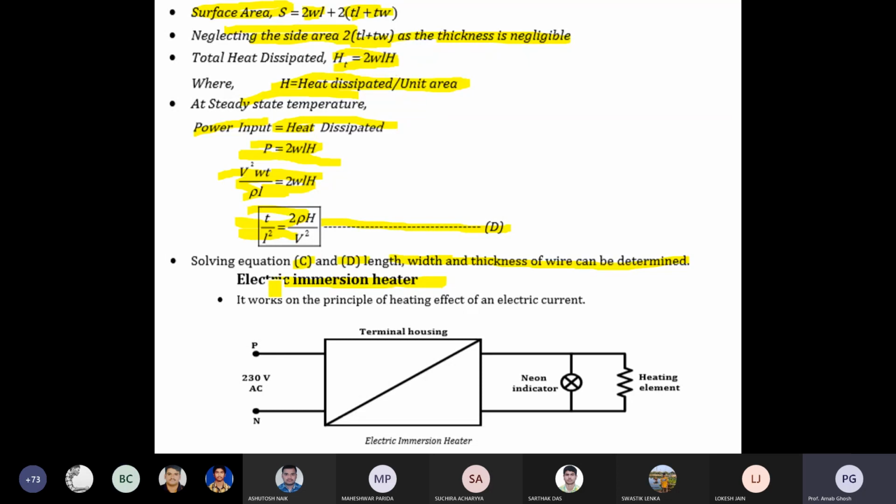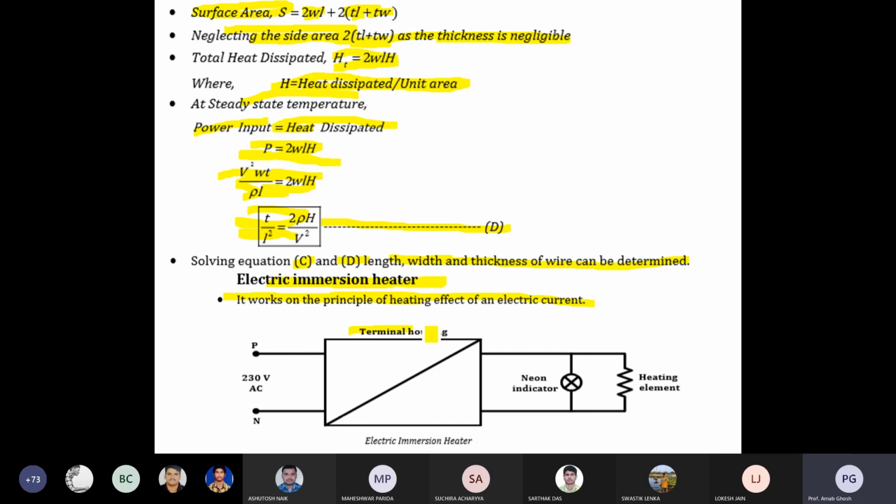What are the fundamental things of an electric immersion heater? At the time of the exam, this simple question may come: write down a brief discussion on the electric immersion heater. How does it work, and what are the few important factors of immersion heaters? It works on the principle of the electric heating effect of an electric current.